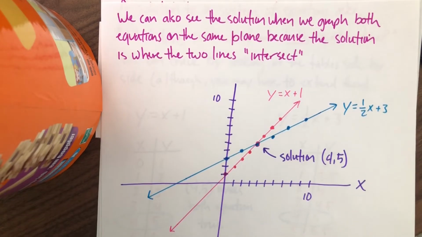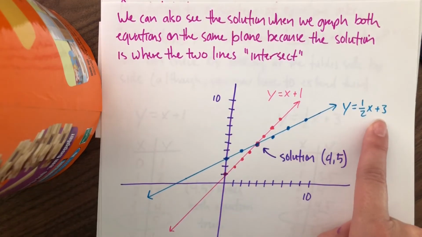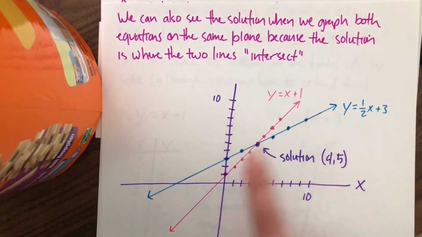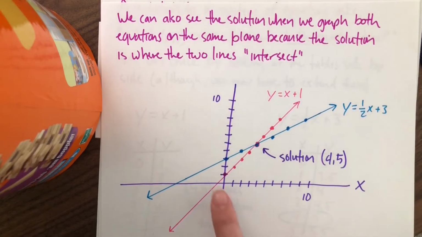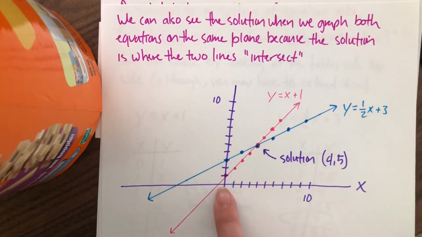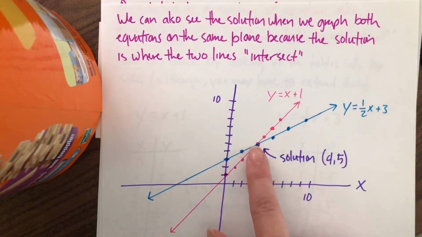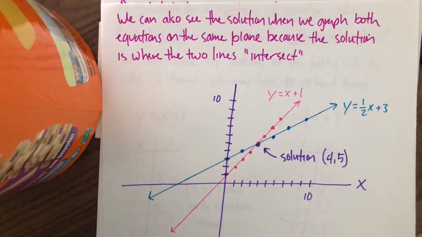We can also see the solution when we graph both equations on the same plane, because the solution is where the two lines intersect. So here is the y equals 1/2 x plus 3, and the y equals x plus 1. And I just drew this out by hand. So you can see this is by ones, this goes to 10, this goes to 10, this is y, and this is x. So the solution here is when x is 4, y is 5, that's where the lines intersect, just like we saw in the tables.